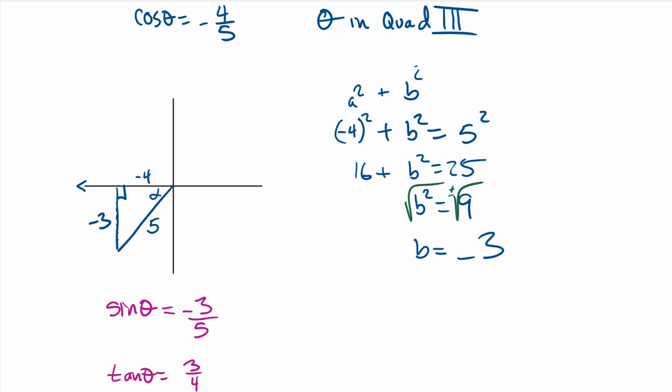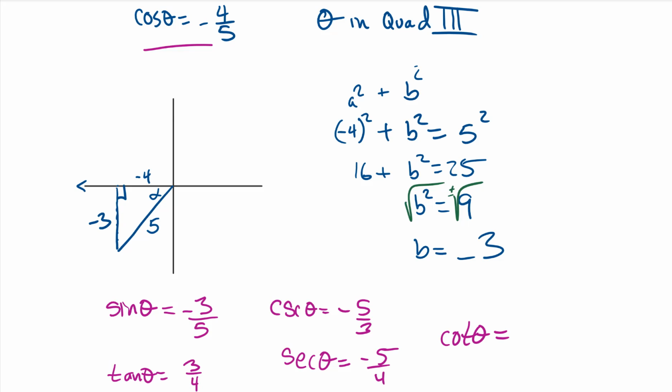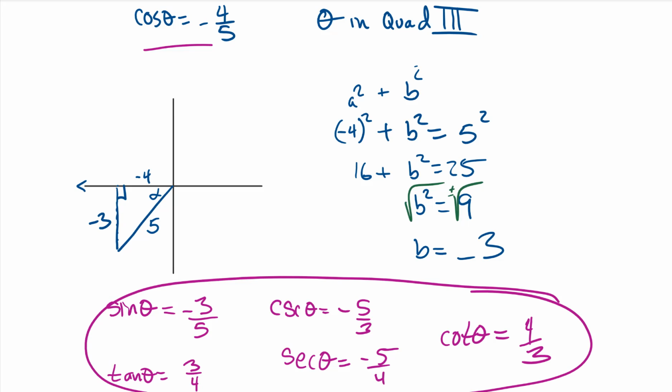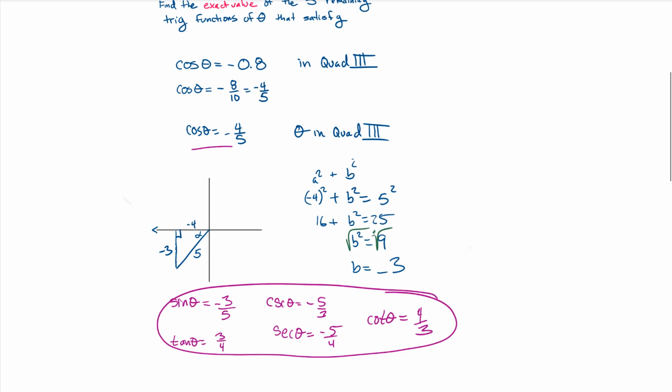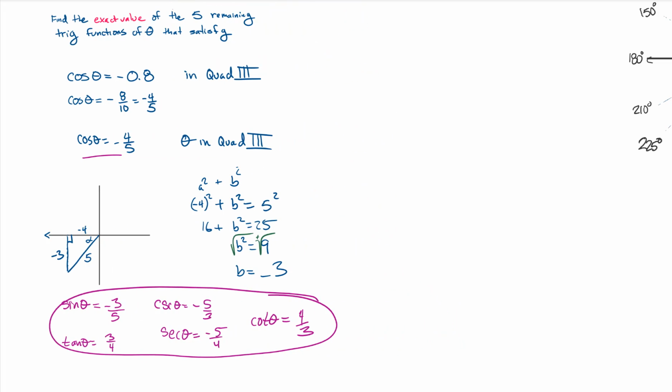Let's finish the problem. Cosecant of theta will just equal negative 5/3. I'm going to put the negative up on the 5 just to make my point. Secant of theta is equal to, flip over cosine, negative 5/4. And cotangent of theta, of course, is just going to be tangent flipped over, 4/3. There are our 5 remaining trigonometric functions if cosine of theta is equal to negative 4/5 and theta is in quad 3. There's exact values.